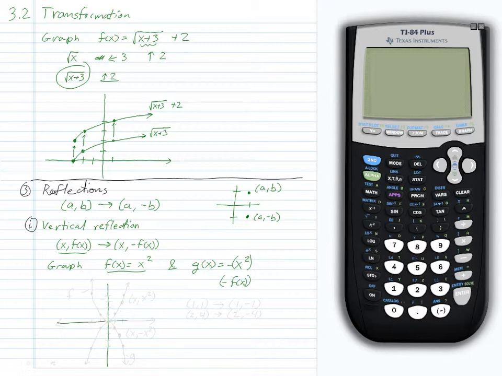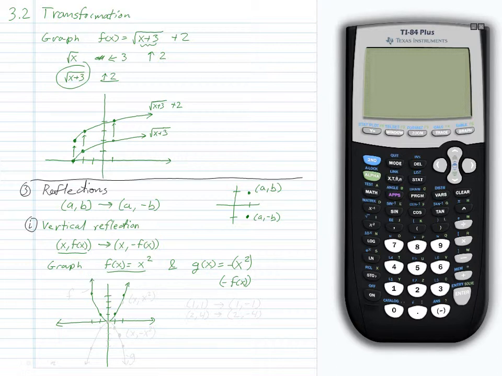Now again, you can always come up with a table of values if you would like. We know a bunch of points on the graph of f of x: (0, 0), (1, 1), (2, 4). And in the negative direction, we see those symmetric points. So there we have our graph of f of x.